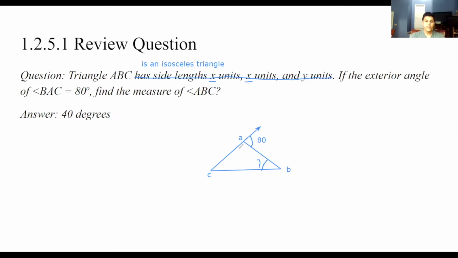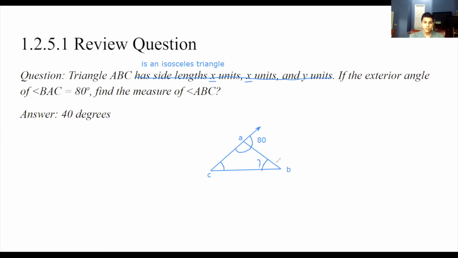So in order to find angle ABC, since this is a triangle, we know that if we have two other angles, so if we have this angle, and if we have this angle, we can use our triangle sum rule to figure out what the measure of angle ABC is. So our first priority should be to find this angle and this angle.